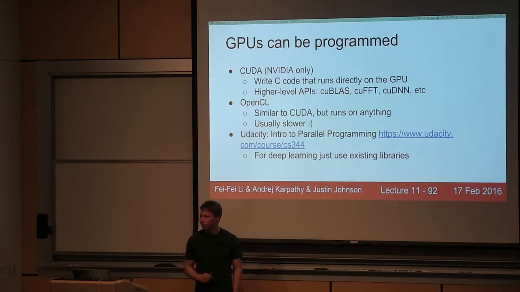Yeah? Is cuDNN kind of like Caffe and Torch, or what does it provide? Yeah, so cuDNN, I'll talk about that in a minute. Right, so CUDA is like this raw thing, and cuDNN is a higher level library, kind of like cuBLAS.